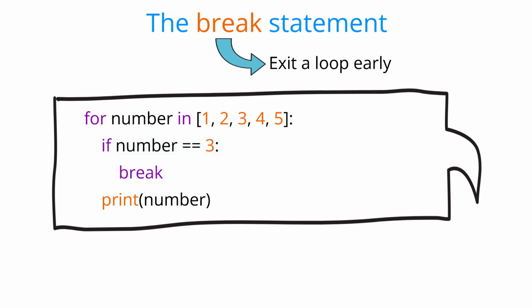So if we walk through the loop one item at a time, on the first iteration number is set to 1.